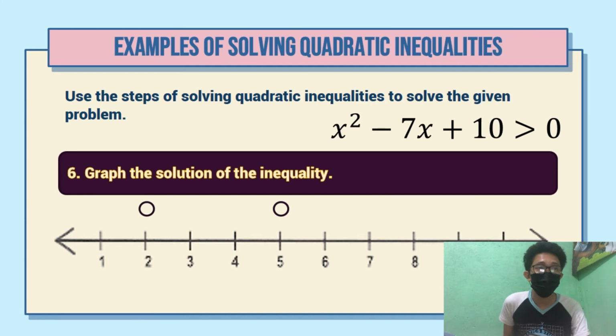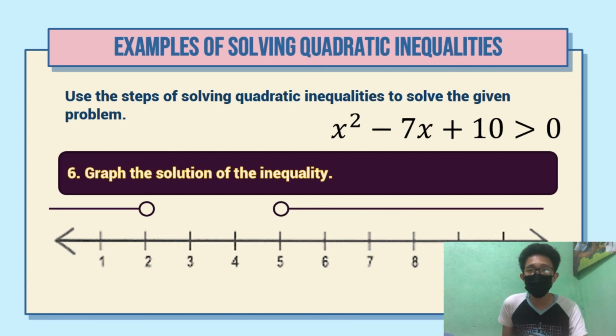Then we put a line on the part of region 1 and on the part of region 3, since those are part of the solution set. So from below 2, from 1.99 down to negative infinity, as well as from positive 5.01 up to positive infinity, those are considered the solution set of the inequality.